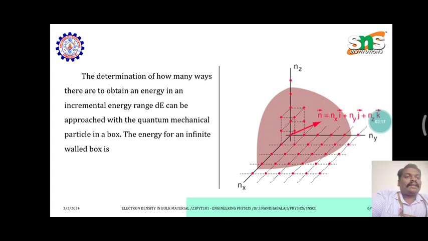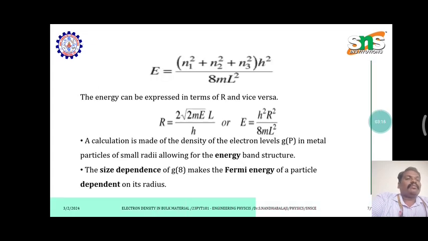The energy for an infinite walled box is E = (n1² + n2² + n3²) h² / 8mL². The energy can be expressed in terms of R and vice versa. R = 2 √(2mE) L / h, whenever the energy is E = h² R² / 8mL².